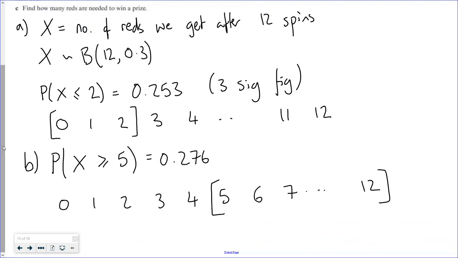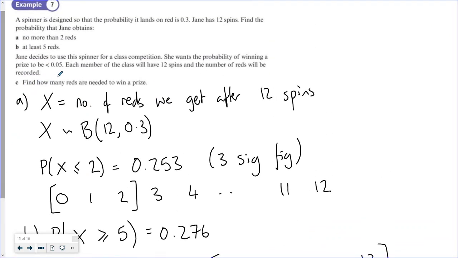Okay, in part C, she's going to use this spinner to play a game. So each person is going to spin the spinner 12 times, and the number of reds is going to determine whether they win a prize or not. So in order to win a prize, they need a certain number of reds, and if they get more than the minimum number of reds, then they'll still win the prize. So for example, someone who spins 12 reds is definitely going to win the prize. So we need to work out what this minimum number of reds is.